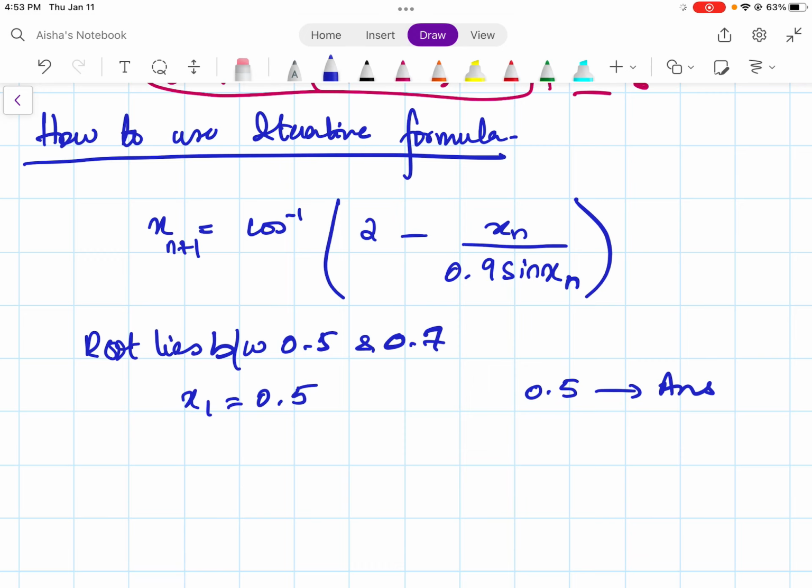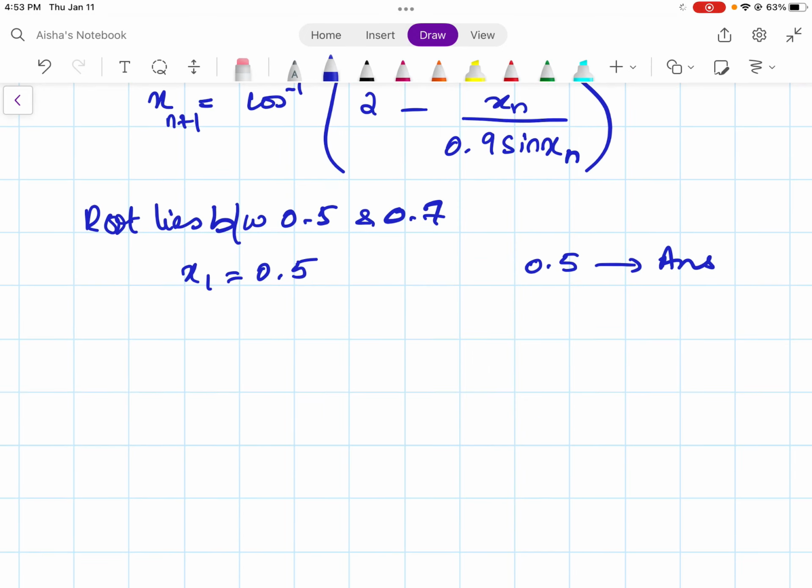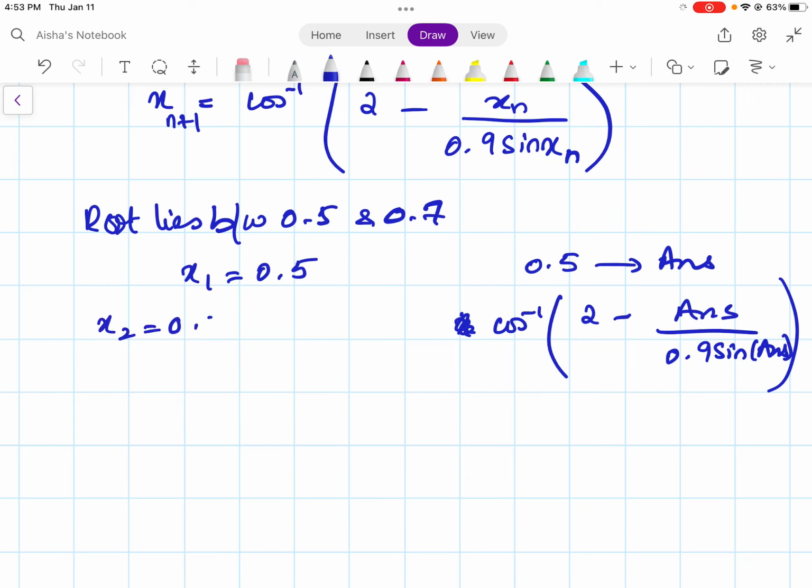Here, look at the calculator. Right? Okay. Now, how do we proceed? We will now put the equation in the calculator like cos inverse of (2 minus answer) divided by 0.9 sin answer. So it will keep using the recent answers and give you the next answers. So cos inverse of (2 minus answer) divided by 0.9 sin answer, and press equal to. The second iteration is 0.5713.